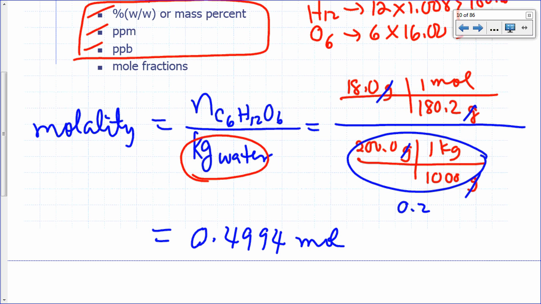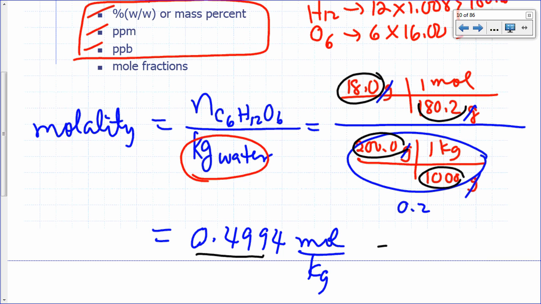0.4994 moles per kilogram. Keep in mind, when we say moles per kilogram, what we really mean is moles of whatever the solute is per kilogram of solvent. Sig figs, you have 3 sig figs here, 4 sig figs, 4 sig figs, exact numbers, so your answer should have only 3 sig figs. So it's 0.499. So this solution we say is 0.499 molal, if you want to write it that way, okay? Or you can just abbreviate it, 0.499, and then little m is the abbreviation for molality.